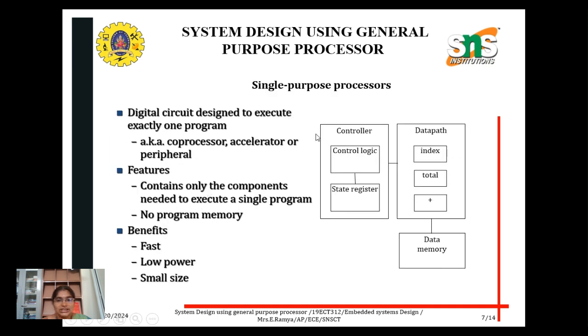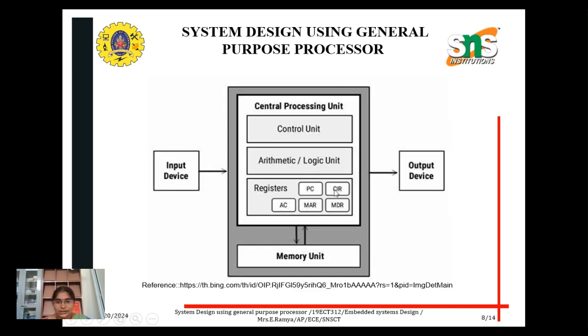Okay, so single purpose computer, or single purpose processor, is a digital circuit designed to execute exactly only one program. It contains only the components needed to execute a single program. Benefits: it has the fastest operation, low power, and small size. It has an architecture with a data memory, controller, and data path. It has a central processing unit with control unit, ALU and register, program counter, memory address register, memory data register, input device and output device. In between we have a CPU.